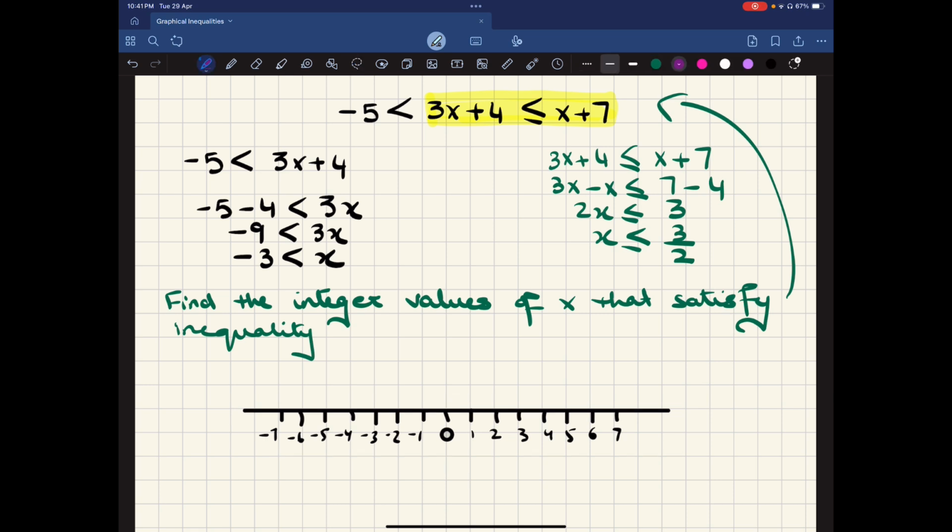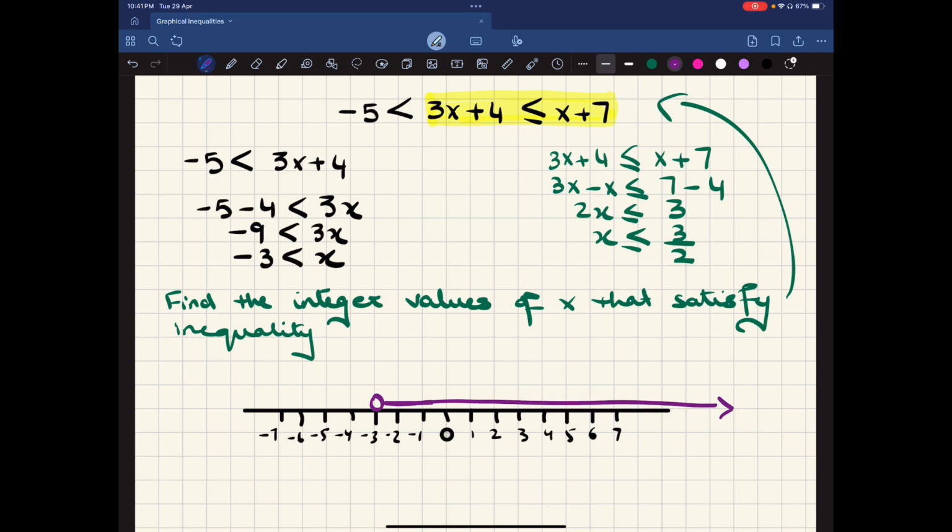So x, strict inequality, the first thing that you need to notice. So we are going to have a hollow circle here. So x is greater than -3. Okay, so -3 is not included and x is greater than, so all the values of x greater than -3 are going to be on this side. Okay.